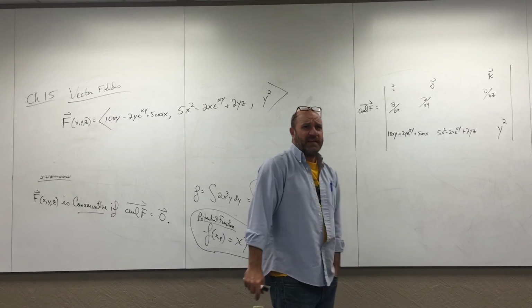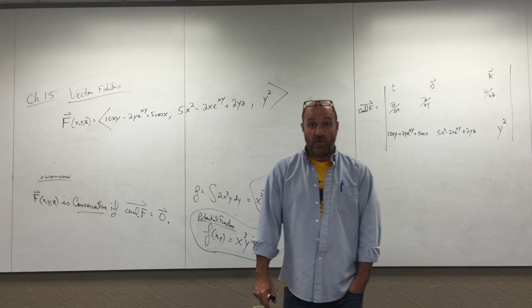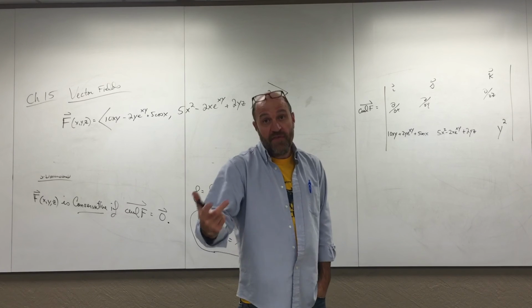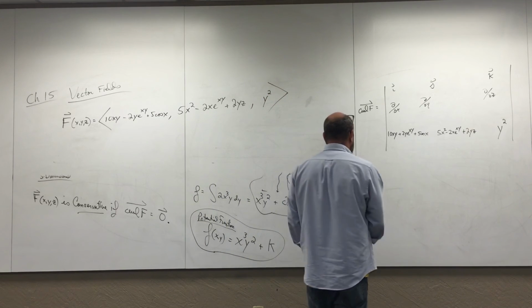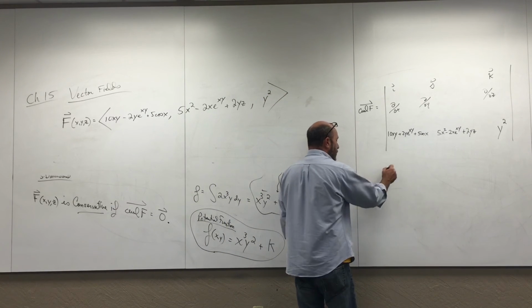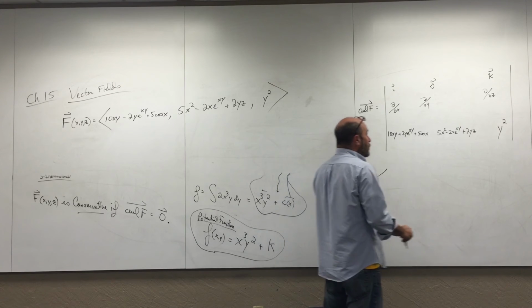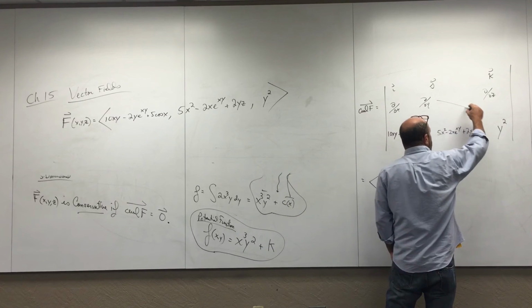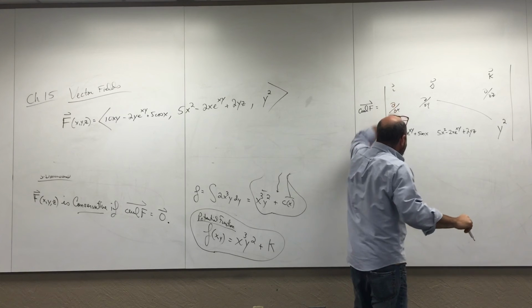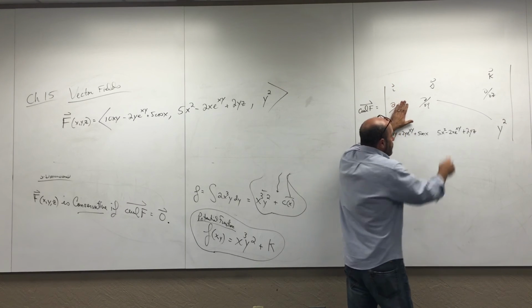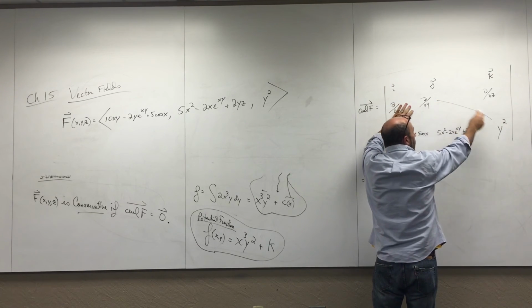Oh wait, what am I supposed to get? I'm supposed to get 0, 0, 0. If it's conservative, I'll get 0, 0, 0. Well, let's see what happens. Let's see, how do I do the cross product? I remember I cross out i's column, and I do the partial derivative of this with respect to y.